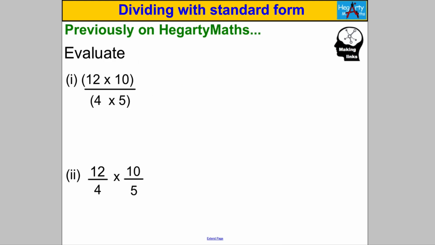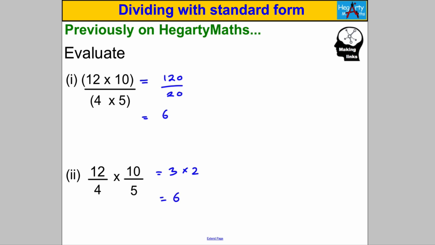The next idea I'd like you to think about is some work we've previously done on fractions. If I asked you to evaluate this, could you do it? Well, 12 multiplied by 10 is 120, 4 multiplied by 5 is 20, and how many times does 20 go into 120? The answer is 6. Here, if we had done it this way, we could have said 12 divided by 4 is equal to 3, and 10 divided by 5 is equal to 2, and 3 multiplied by 2 is also 6.